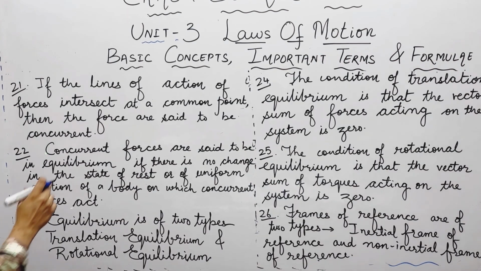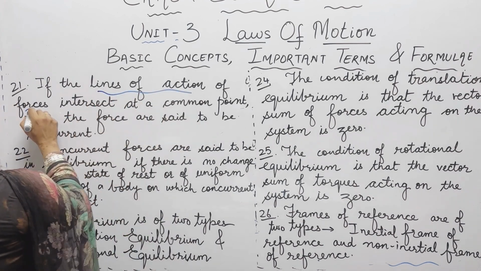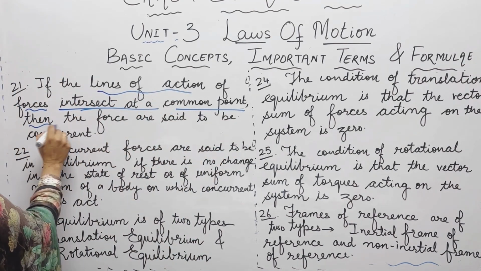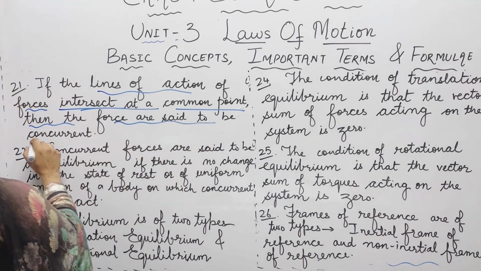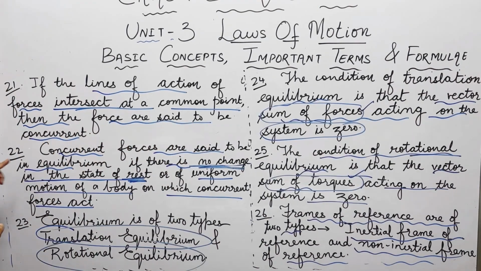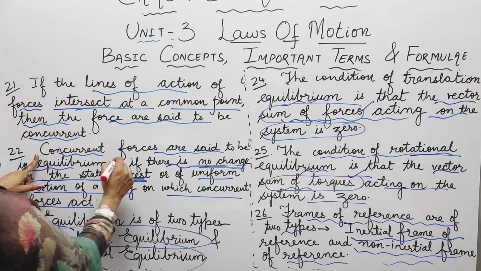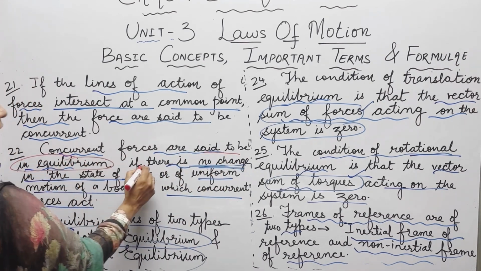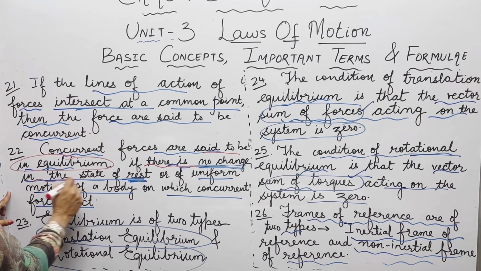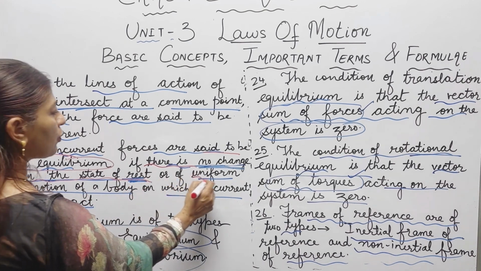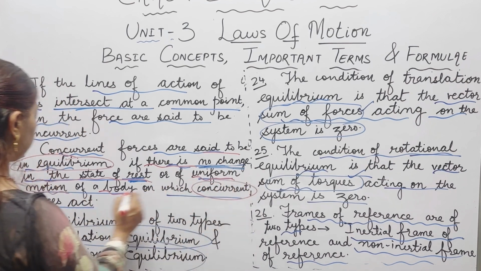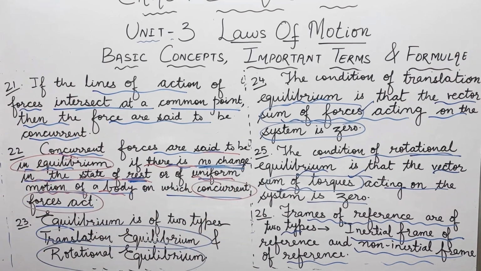If the lines of action of forces intersect at a common point, then the forces are said to be concurrent. Next is about the concurrent forces. They are said to be in equilibrium if there is no change in the state of rest or of uniform motion of a body on which the concurrent forces are acting.